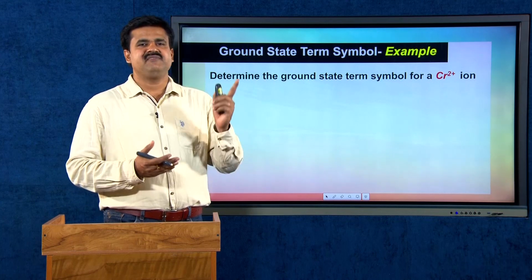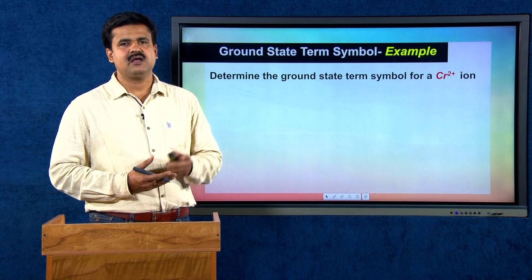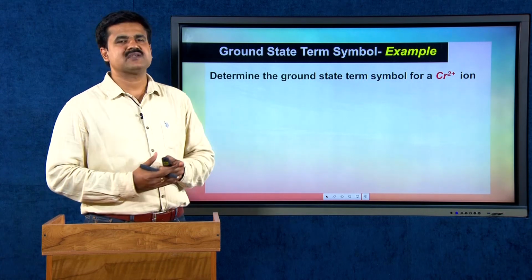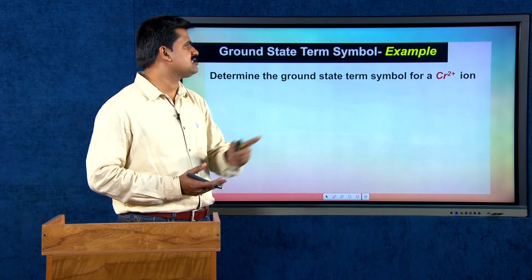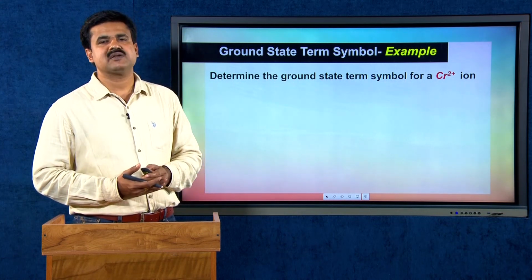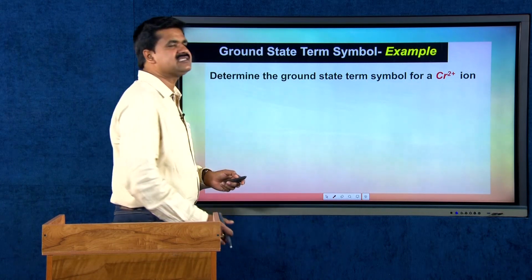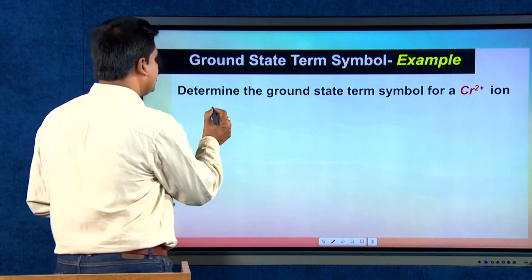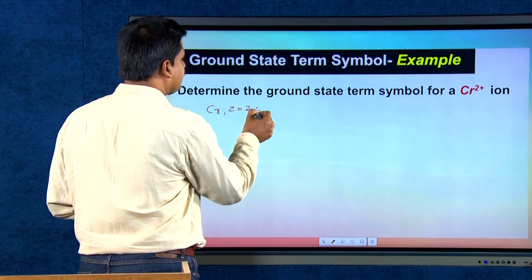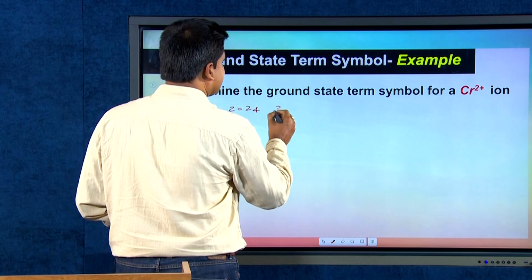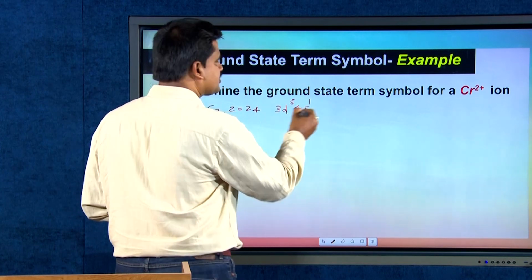Now, we can exemplify the determination of the ground state term symbol by taking the Cr2+ ion as an example. We are going to determine the ground state term symbol for a Cr2+ ion. First of all, we have to represent its electronic arrangement. Chromium, having atomic number Z equal to 24, has the outer electronic arrangement 3d5 4s1. This is an exceptional configuration.